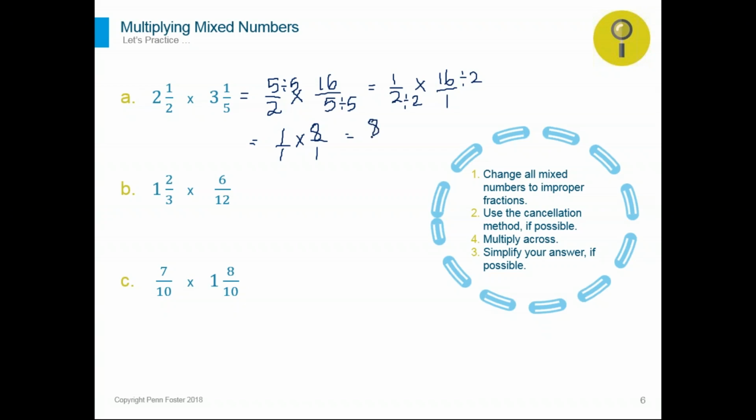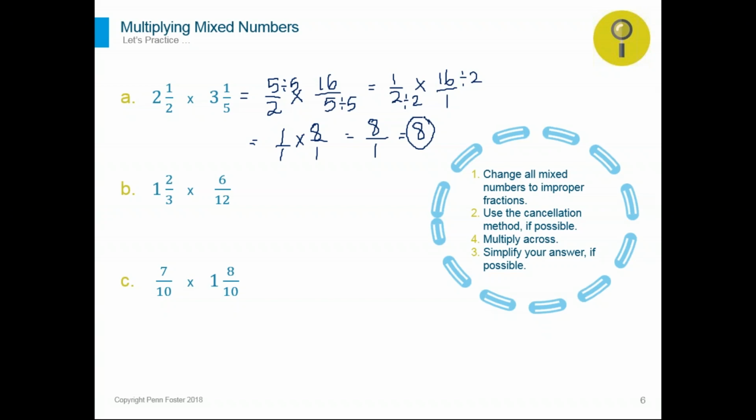1 times 8 is 8. 1 times 1 is 1. 8/1 is a whole number, 8, and this is your product. Any question about the first question, A, on the screen? Okay, let's do the same thing with B.